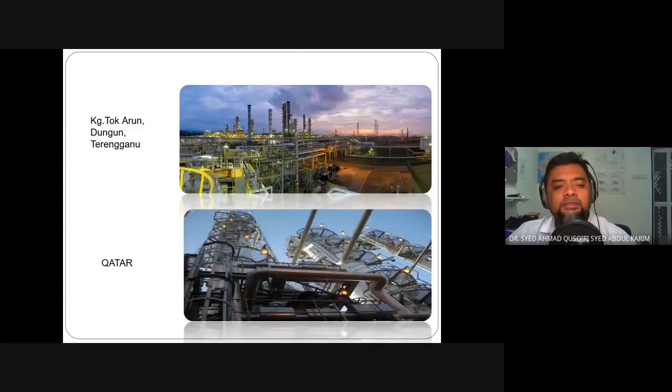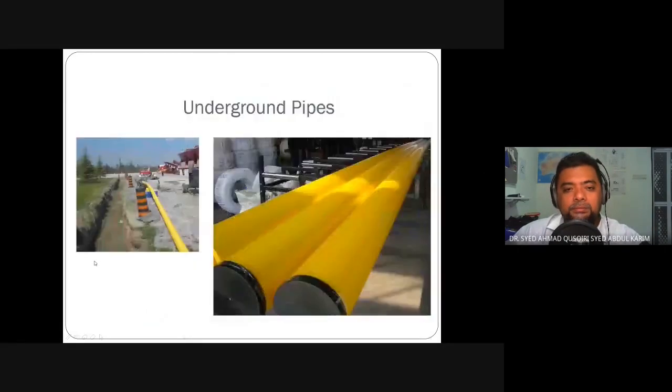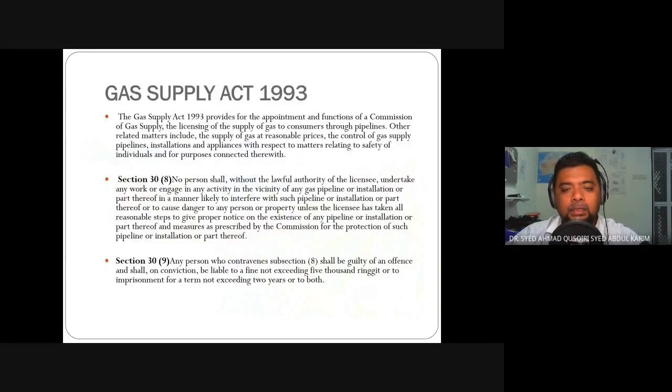So this is the facility available in Terengganu, and also this is the facility in Qatar, and these are the underground pipes for the distribution of natural gas. The administration of natural gas in Malaysia is controlled by the Gas Supply Act 1993. You can read it there.